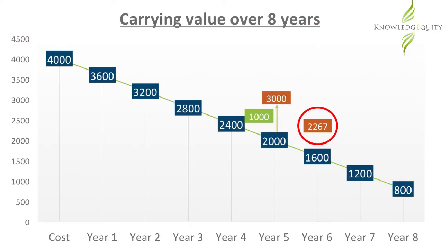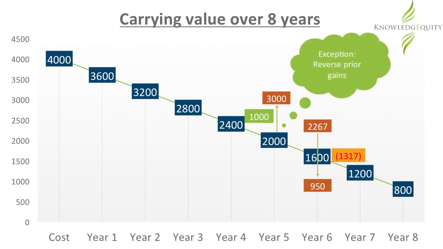The carrying amount of the oven at the end of year 6 is $2,267, calculated as the revalued amount minus depreciation of $733. But the fair value of the oven decreased to $950. That is a loss of $1,317. IAS 16 requires the loss to be recognized through profit and loss.